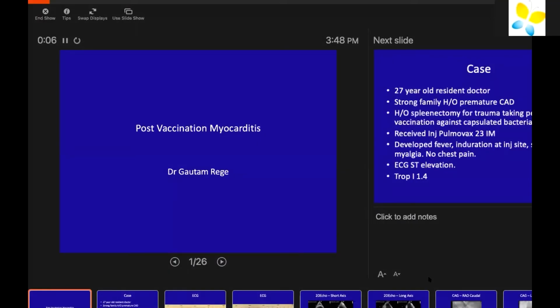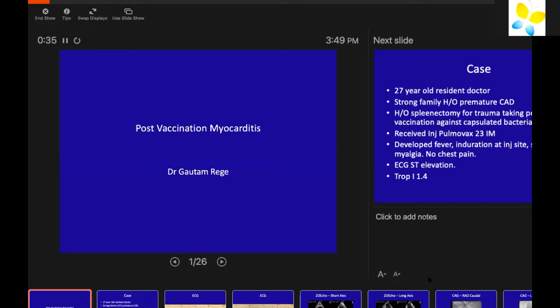I'll be discussing post-vaccination myocarditis. Now, this is not specific to post-COVID vaccine myocarditis. It is just post-vaccination myocarditis, but then we can also gain some insight about what could be happening behind this. Post-vaccination myocarditis is a rare entity, and we'll just be reviewing the literature about what we have so far.